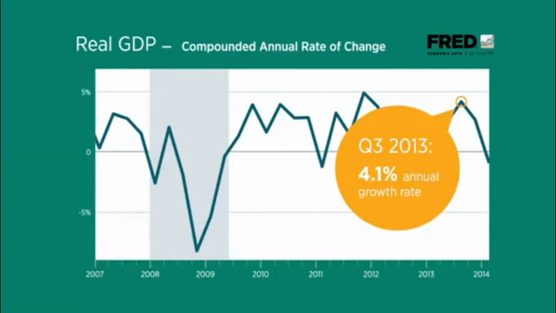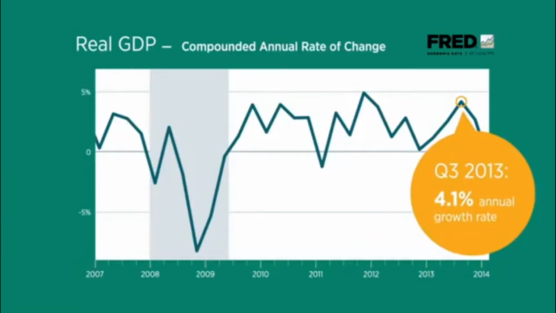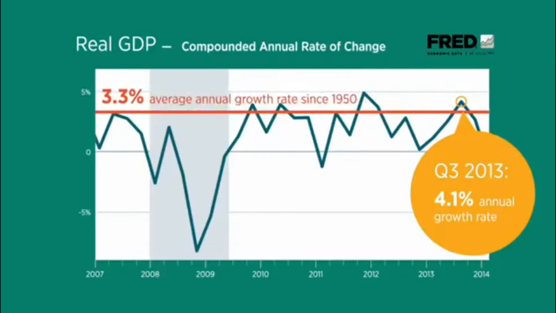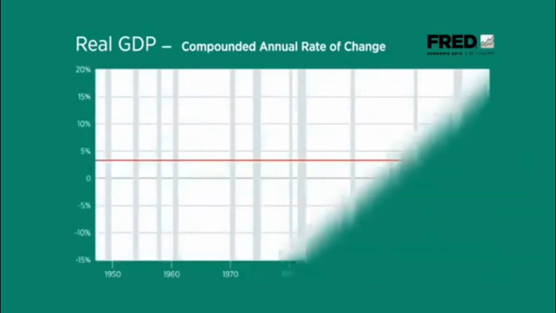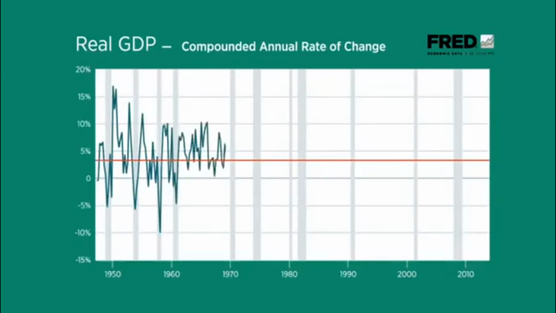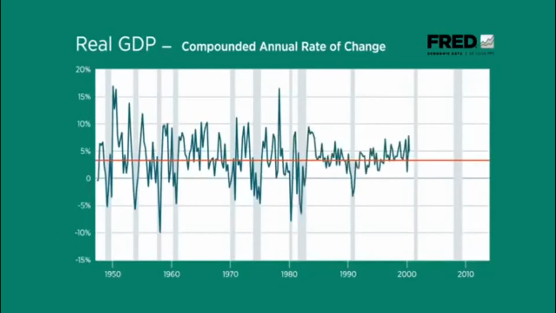Real GDP removes the effects of price changes, but to discuss growth, we focus on the percent increase in real GDP instead of the total value or level of GDP. To put that 4.1% in context, consider that real GDP has grown at an average annual rate of 3.3% since 1950. Remember, however, that 3.3% is an average taken over a long time period. GDP has a tendency to bounce around a bit from quarter to quarter.